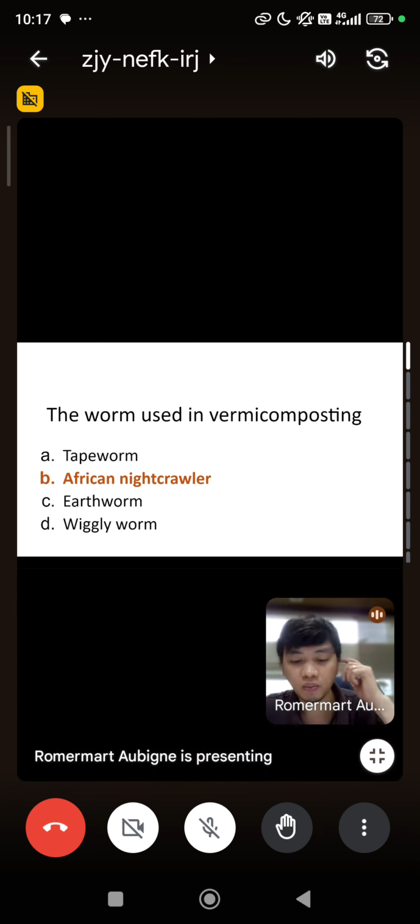So, yung tapeworm, ito yung parasite na naglilim inside the intestine of animal, and also this is not suitable for composting. Then wiggly worm, this is other term or most common term for earthworm. Ano po? So yung main natin na ginagamit ng worm for vermicomposting is the African night crawler.